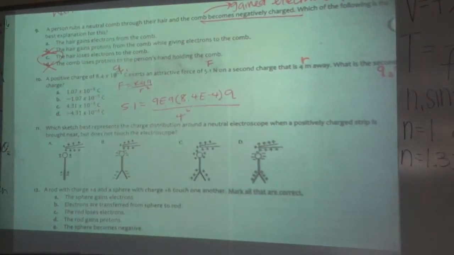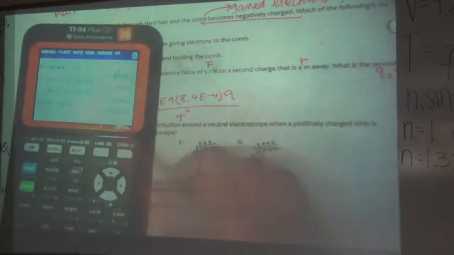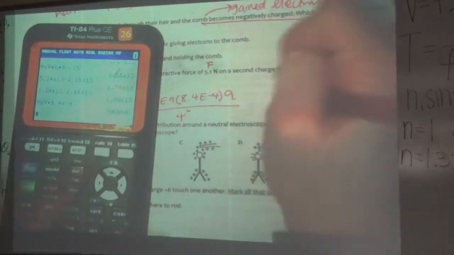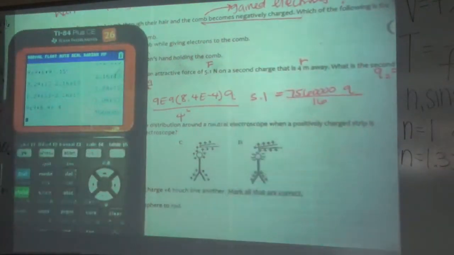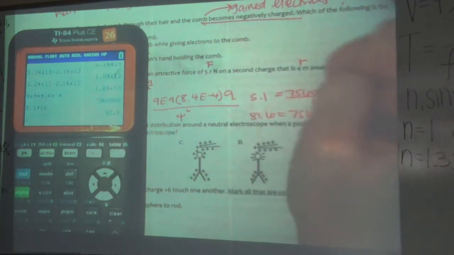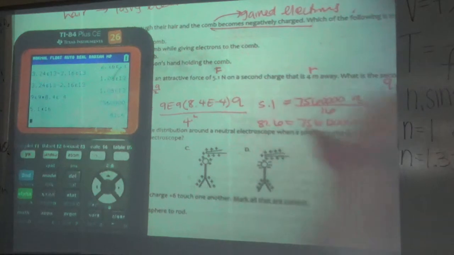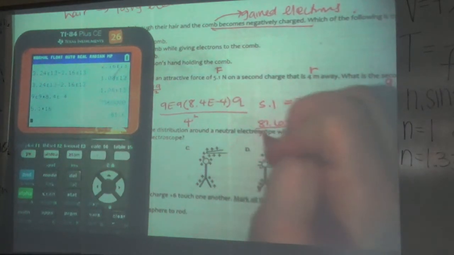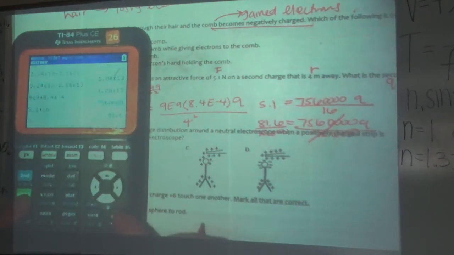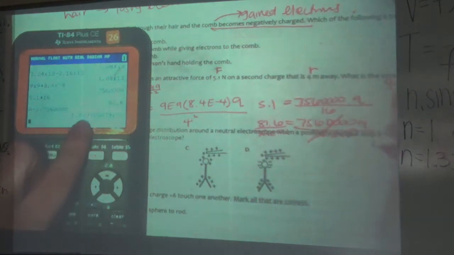Let's put the top part in our calculator. So I got the top is 756 with some zeros, times Q, over 16, because 4 squared is just 16. You can multiply the 16 up. That gives me 81.6. And then now we just divide by this 756, whatever, how many thousands that is. And that gives me a charge of 1.08E negative 5. I guess 1.07. So we can cross off A and C.